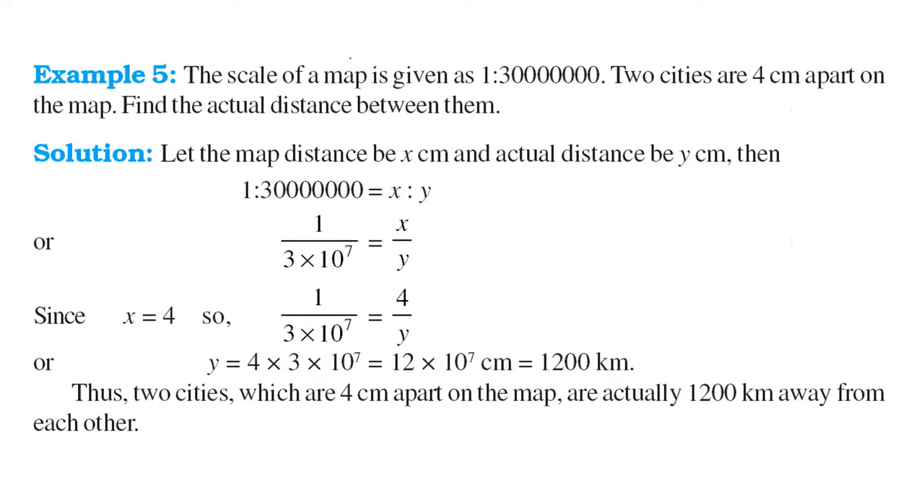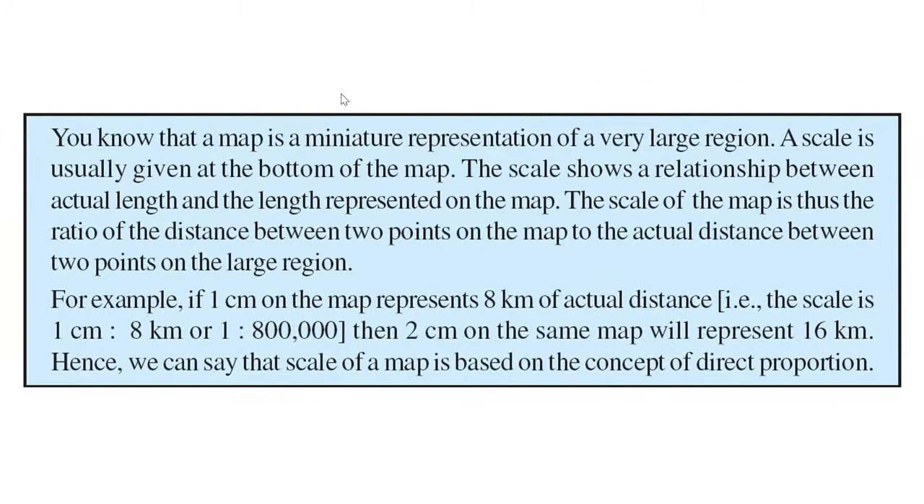Now a map. What is a map? A map is a miniature representation of a very large region, because the map can be on A4 paper, A3, or maybe A0 paper, but the actual physical region is very large. So a scale is always given at the bottom of the map. The scale is nothing but the ratio, or you can say the relationship, between the actual length and the length which is represented on the map.